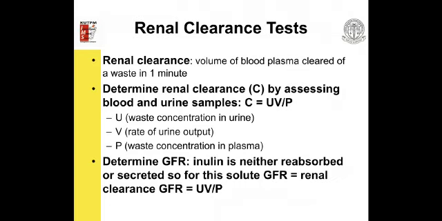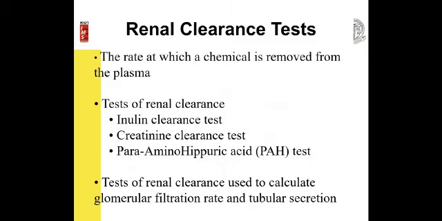The volume of blood plasma cleared of waste in 1 minute is assessed by using blood and urine samples. Clearance is equal to UV divided by P. Inulin is used for assessing the GFR. It is neither reabsorbed nor secreted. Clearance is the rate at which a chemical is removed from the plasma.